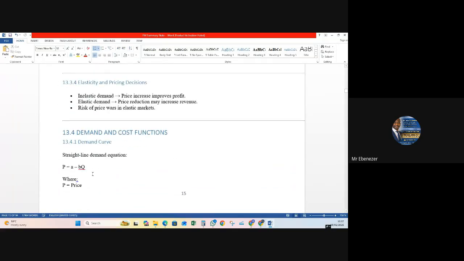Now, elasticity and pricing decision. For inelastic demand, just like we said, a price increase will improve your profit. If you look at it, this is a product that even if I increase the price, many customers will still stay with me. For instance, let me give you an example of that. Coca-Cola.